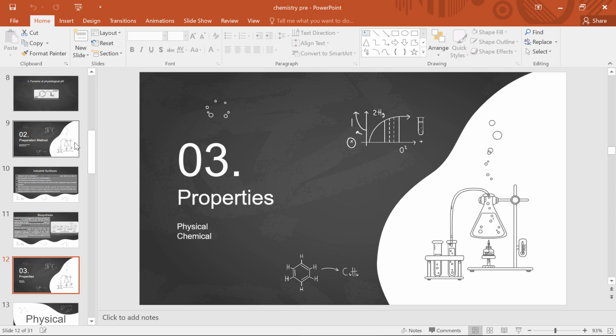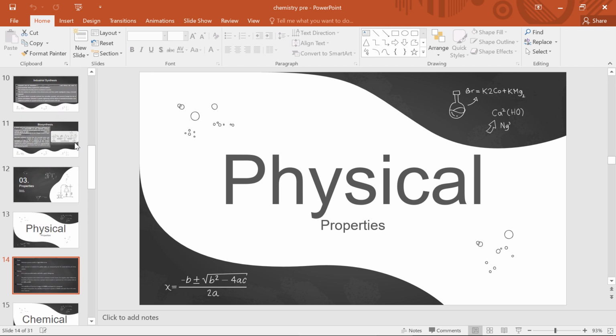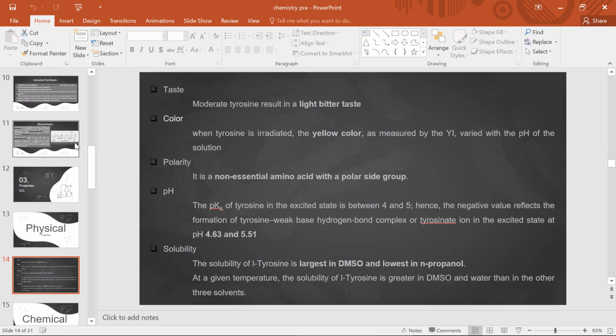Now let's have a look at properties. Physical properties. Taste: in a moderate state, tyrosine results in a light bitter taste. Its color, when it is irritated, is yellow. It is a non-essential amino acid and it has a polar side group.